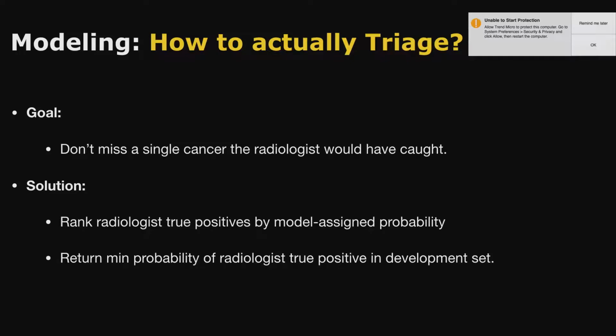And the way we're going to do triage, our goal here is to mark as many of the people as healthy without missing a single cancer that a radiologist would have caught. So intuitively, you can do that by just taking all the cancers that the radiologist would have caught, looking at the probability of cancer across these images, and just taking the minimum of those and calling that the threshold. That's exactly what we do.